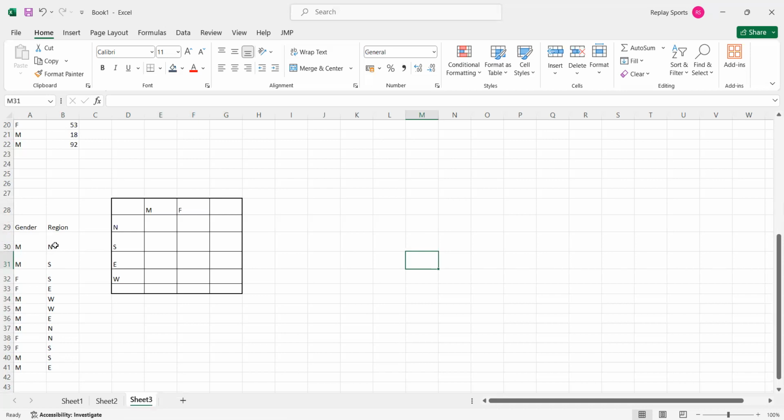Okay, so for north, how many male? How many male belongs to north? So north is 1 male, 2 male, right? So 2 male and 1 female. Then for south, 1 male, 1 female, 1 male, 1 female. So 2, 2. Okay, similarly, you'll do for east and west.